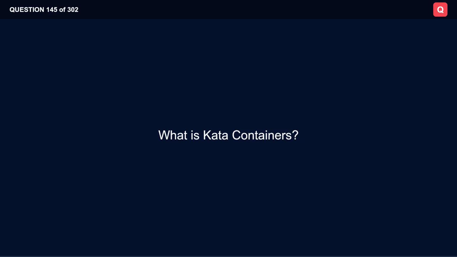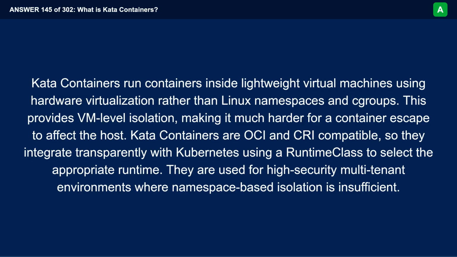What is Kata Containers? Kata Containers run containers inside lightweight virtual machines using hardware virtualization rather than Linux namespaces and cgroups. This provides VM-level isolation, making it much harder for a container escape to affect the host. Kata Containers are OCI and CRI compatible, so they integrate transparently with Kubernetes using a runtime class to select the appropriate runtime. They are used for high-security, multi-tenant environments where namespace-based isolation is insufficient.